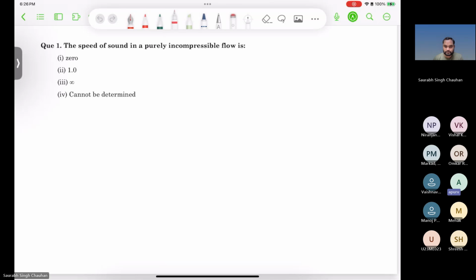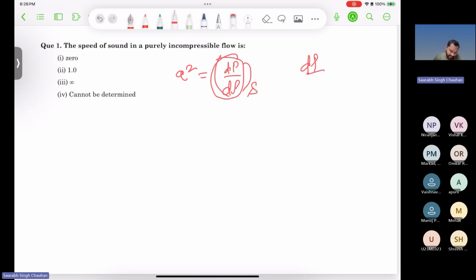A square is ∂p by ∂rho. You are saying a square is equal to dp by ∂rho, right? And isentropic. Yes, isentropic. So yes, this is correct. And this thing, dp by d rho, or at least d rho by dp, right? 0? No.